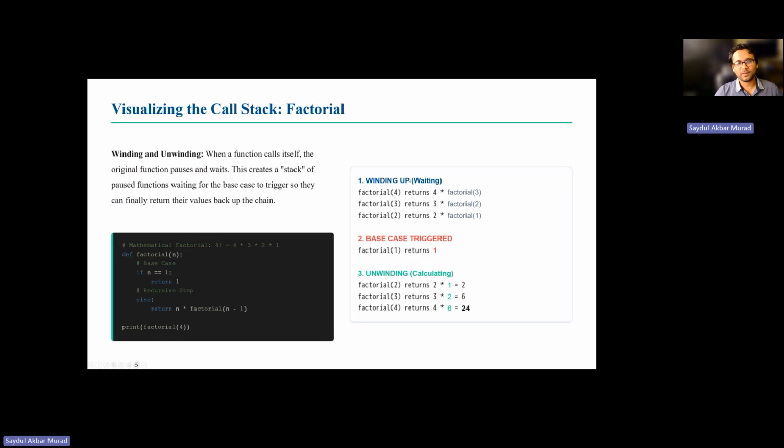Here you see, factorial 4 returns 4 times factorial 3. Next step, 3 times factorial 2. Next step, 2 times factorial 1. That's how it works. For factorial 4, first you start with 2 times 1, which is 2, then 3 times 2 is 6, then 4 times 6 is 24. That's how the total calculation works.